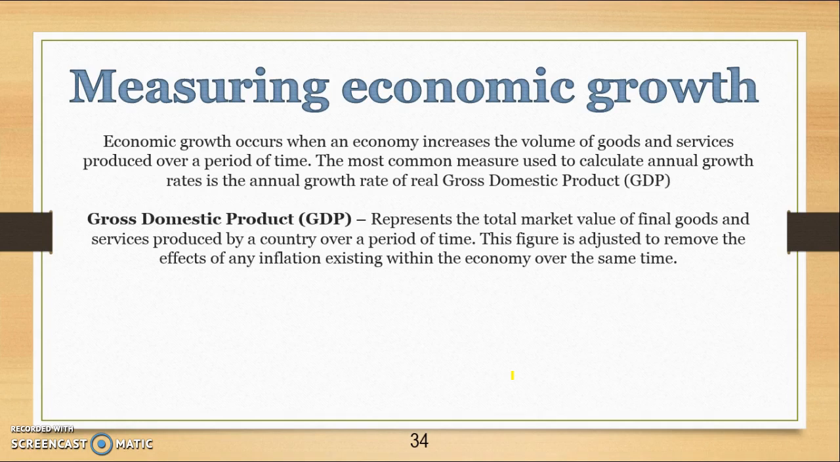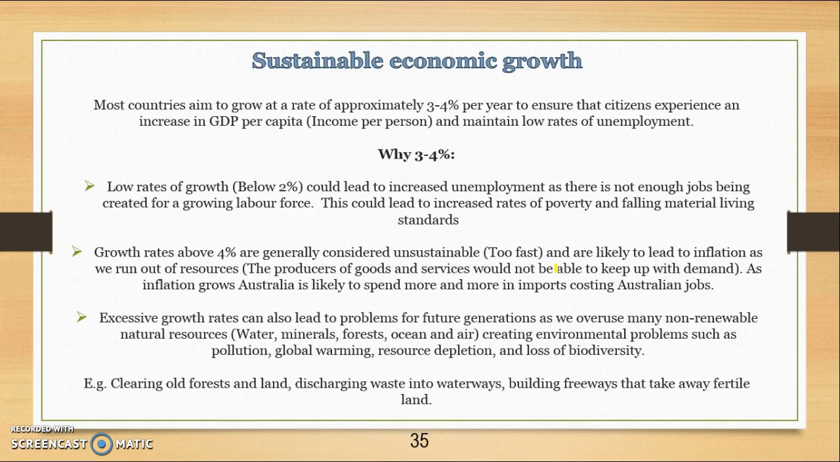Economic growth occurs when the economy increases the volume of goods and services it produces over a period of time. And generally we look at GDP. And GDP is the total market value, so the end selling price, of final goods and services produced by a country over a period of time. We also want to adjust this figure for the effects of inflation as well, which we'll talk about in a future slide. Countries aim for what we call sustainable economic growth.